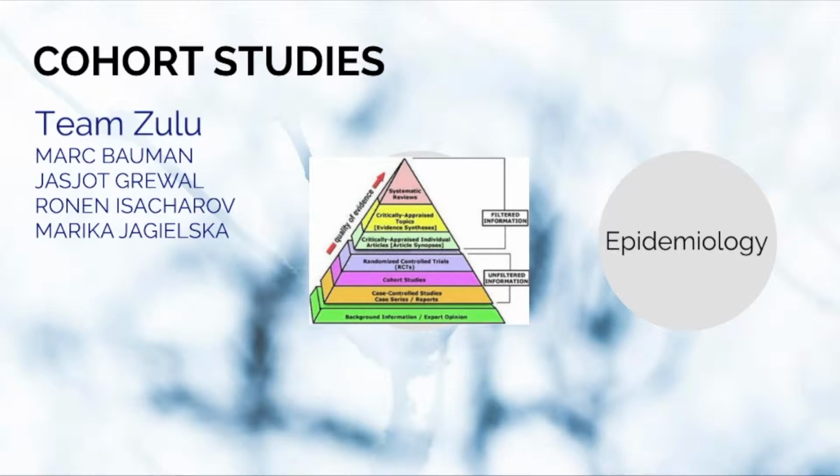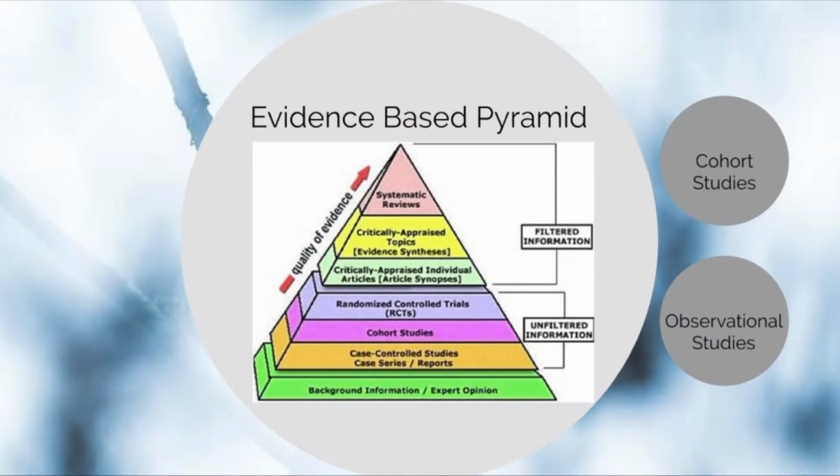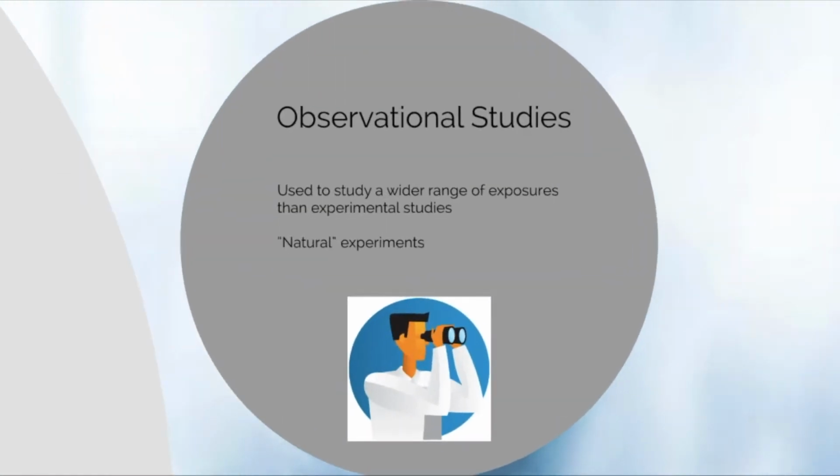Here we're looking at the evidence-based pyramid. Today we're focusing on the purple box, titled Cohort Studies. There are two main types of studies, observational and experimental. Cohort studies fall under observational studies, which can be used to study a wider range of exposures. These studies are considered natural experiments.